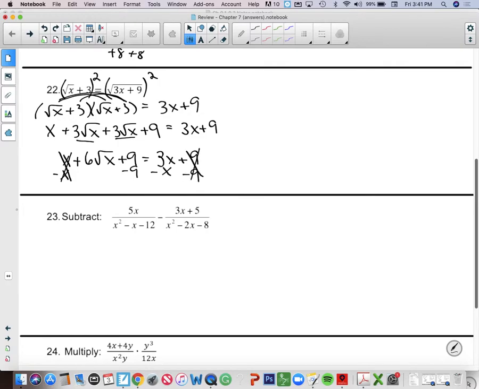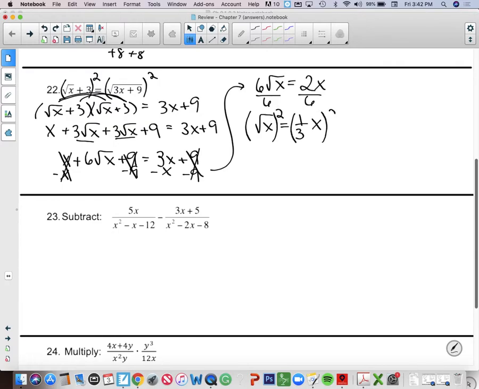Okay, so that's actually going to cancel over there. So we have this now. We have 6 square root x equals 3x minus x, which is 2x. Divide by 6. Square root x equals, so 2 over 6 is 1/3. So we got 1/3 x. So the radical is now by itself, so we can take this and square both sides.